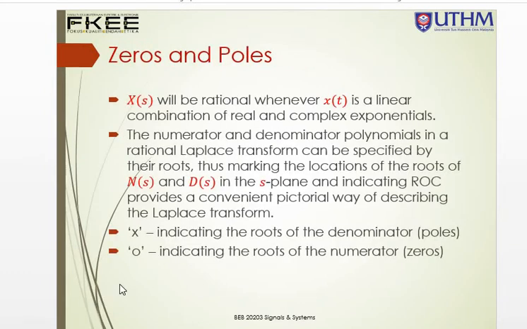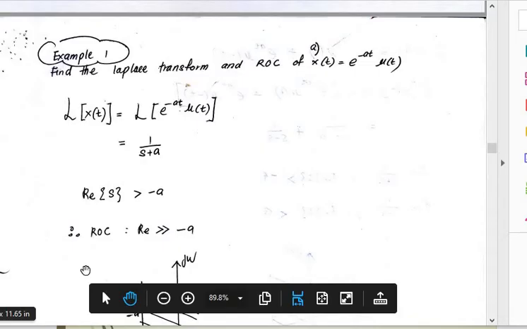What are poles? Now let's look at the zeros and poles. In the s-plane, the real and imaginary plane, we indicate the cross as a pole, indicating the roots of the denominator. For zeros, we use a circle to indicate the roots of the numerator. Let's look at the examples.